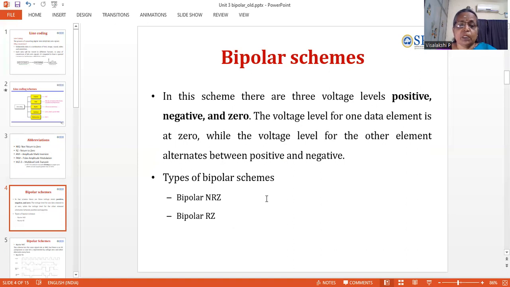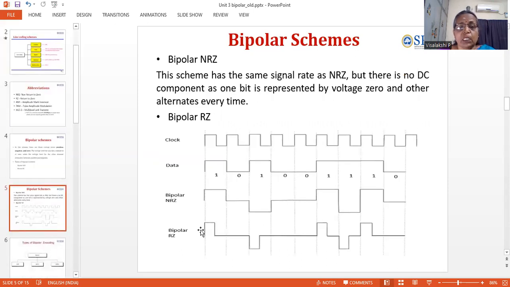There are 2 bipolar schemes: one is the bipolar NRZ, another is the bipolar RZ. Let us see how they look and how they are represented by means of signals. Let us take the data 1 0 1 0 0 1 1 0. So bipolar NRZ will look like this, because it will not return to 0, and bipolar RZ will return to 0.